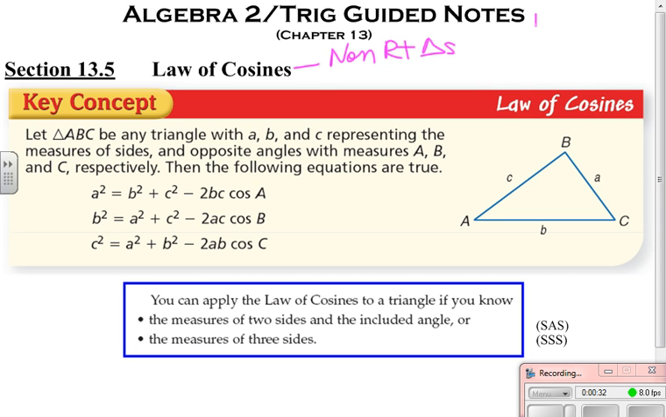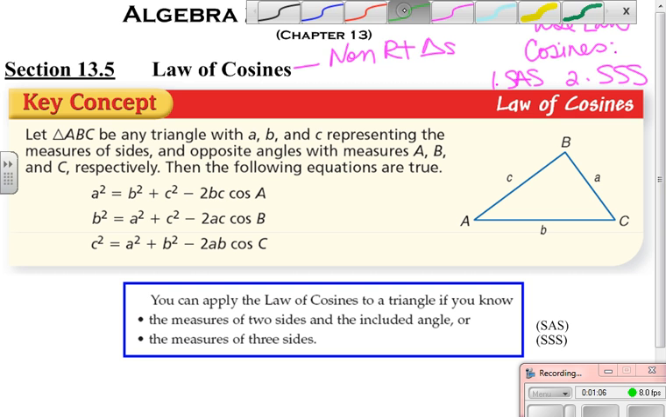Our main thing is that we use the law of cosines when we have the following: when we have that side angle side situation, and when we have side side side. Because if we have side side side or side angle side, we often are not going to have the right information or enough information to use law of sines. When we're solving triangles, you really only have to use law of cosines one time, then you can switch over to law of sines. So how does this thing work?